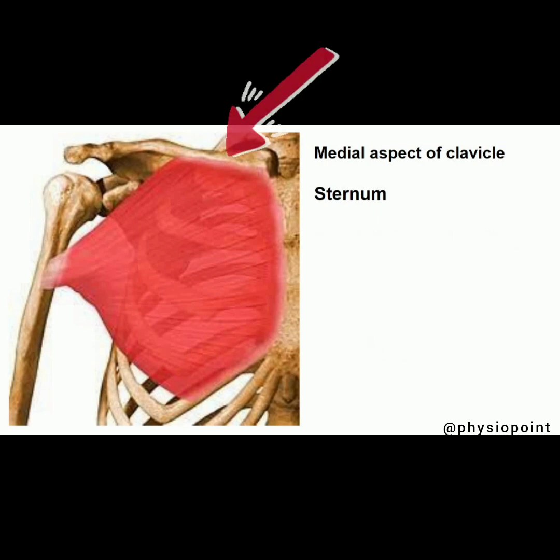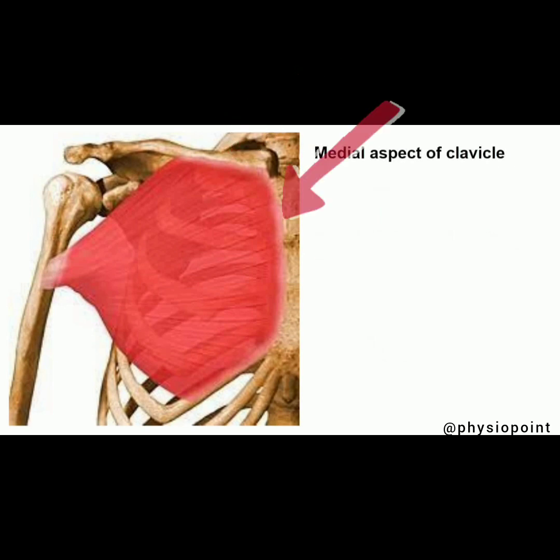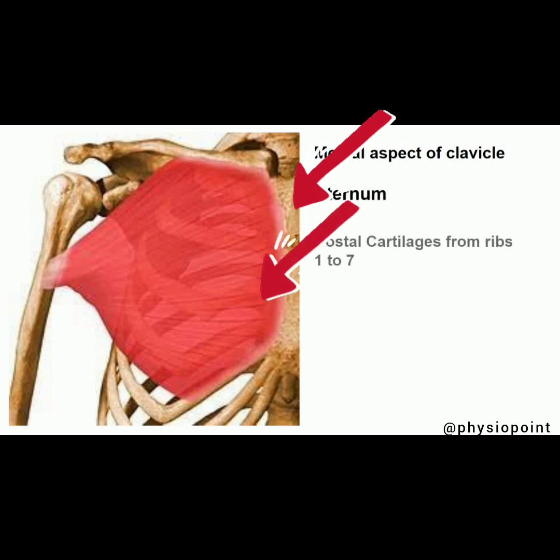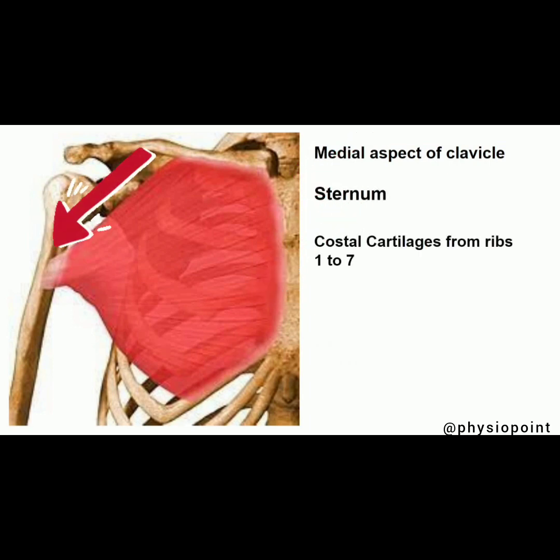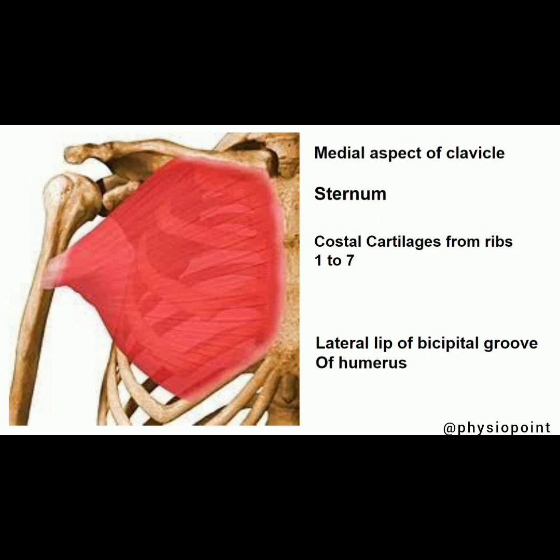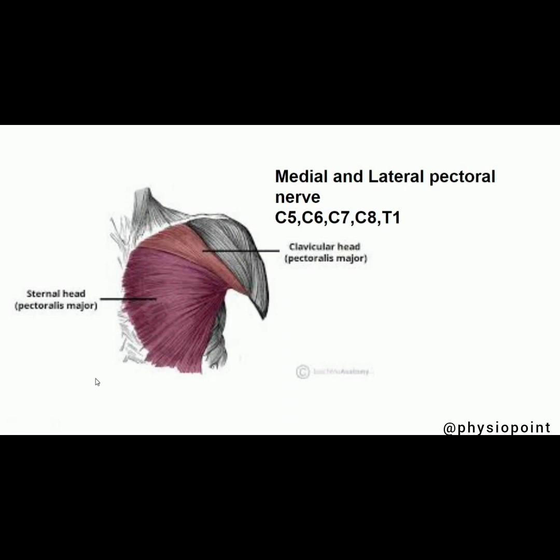So I repeat, it's getting originated from the medial aspect of the clavicle, sternum, costal cartilages of rib 1 to 7, and it's getting inserted in the lateral lip of the bicipital groove of humerus, and it's innervated by the medial as well as the lateral pectoral nerve with the root value C5, C6, C7, C8 and T1.